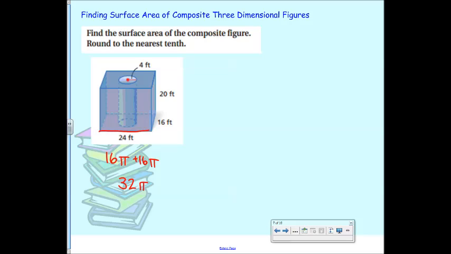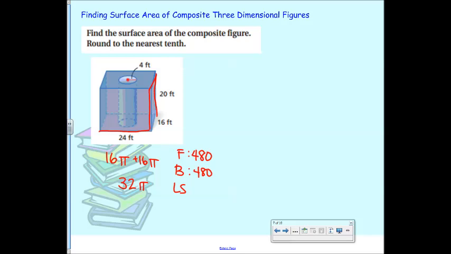Okay, and then last but not least, the top of the box is 16 by 24. We might need a calculator on this one. 384. 16 times 24 is what? 384. And if the top is 384, what's the bottom?